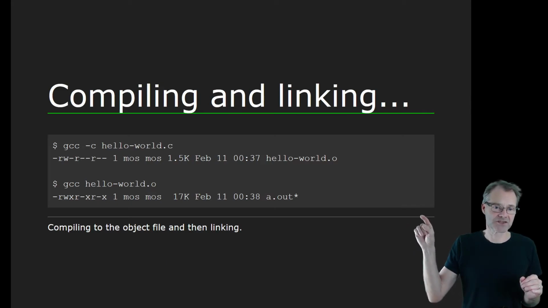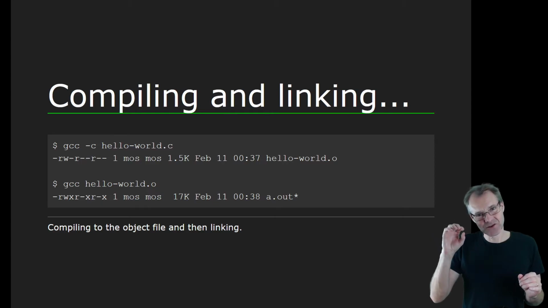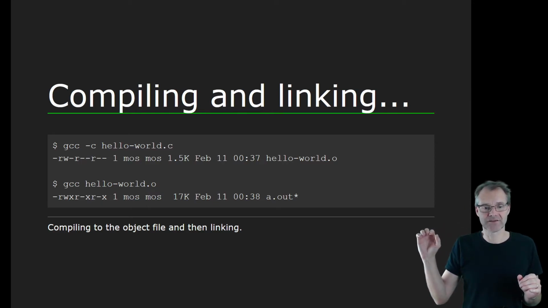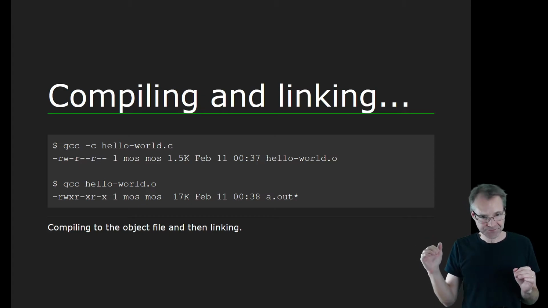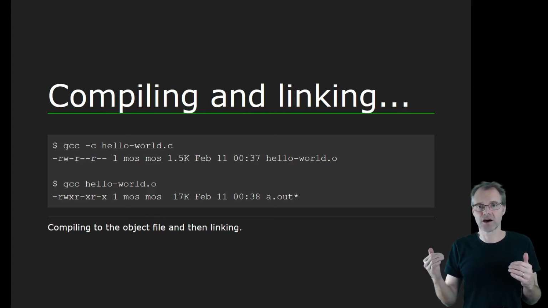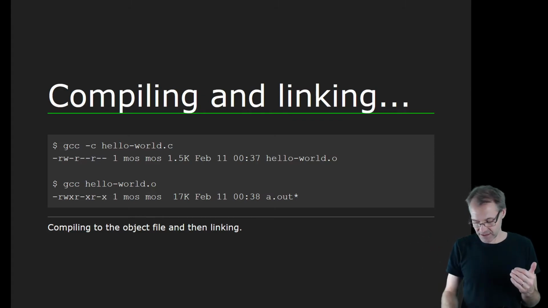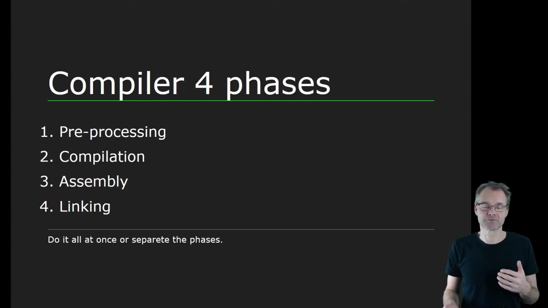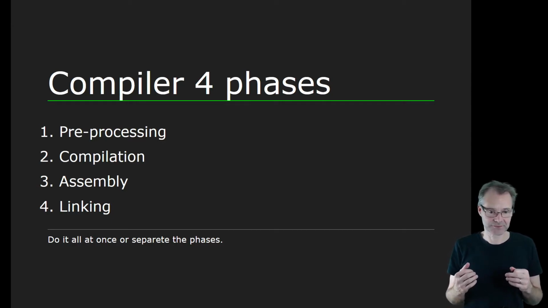So I'm adding the flag -c that says, okay, create the object file, nothing more. So the first step there is taking the source code .c to an object file .o. And at the second step there, I'm then linking the object code into an executable. So I'm taking the object code .o and I'm linking it to an a.out executable. So here I divided the compiling and linking process into 2 steps. And it's actually a 4-step process.